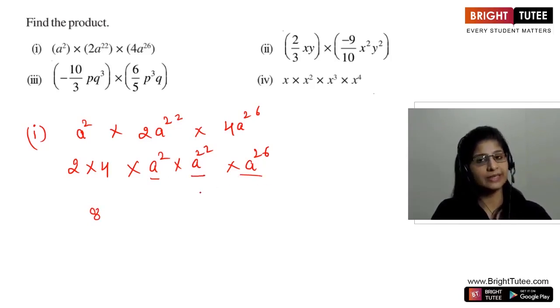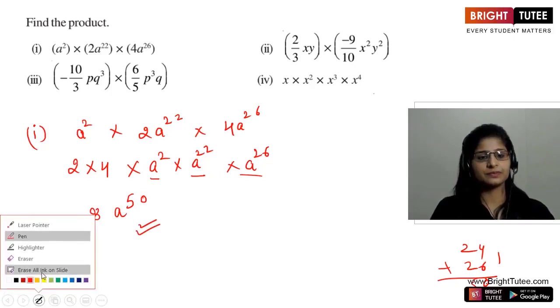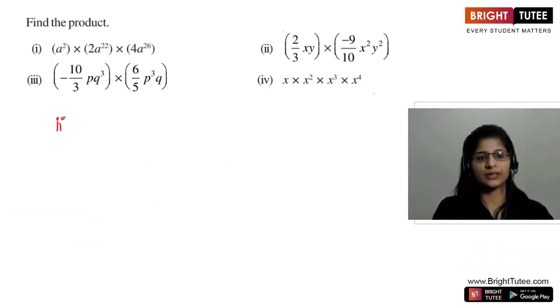Same bases, in multiplication we'll add up the powers. So 22 plus 2 is 24. 24 and 26: 6 and 4, 10. 2 and 2, 4, and 1, 5. 50 we get. So a to the power 50. This will be the product of the first one. Clear? Let us do the second one.